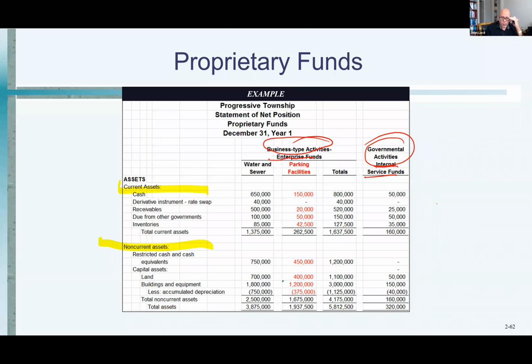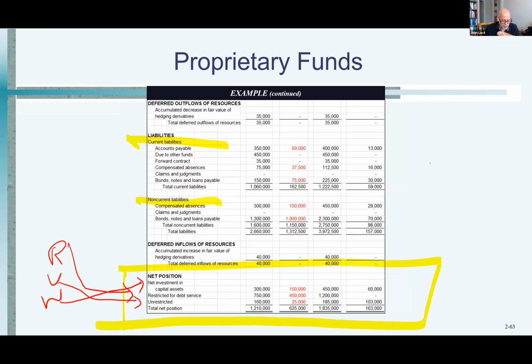Okay, and so we already actually looked at this, when we were playing around and seeing how we could roll up the proprietary funds to the government-wide level. But here's this picture again: water, sewer, and parking. And then we also report our internal service funds right here. So we have all of our proprietary funds, 2 enterprise funds. There's usually only 1 internal service fund reported right here at the fund level. Okay, and again, the difference between our assets, current and non-current, our liabilities, current and non-current, all assets, all liabilities, full accrual accounting, difference is our net position.